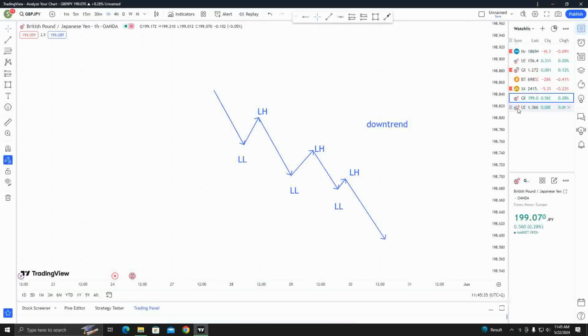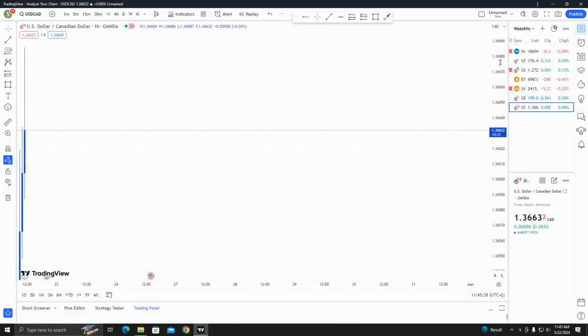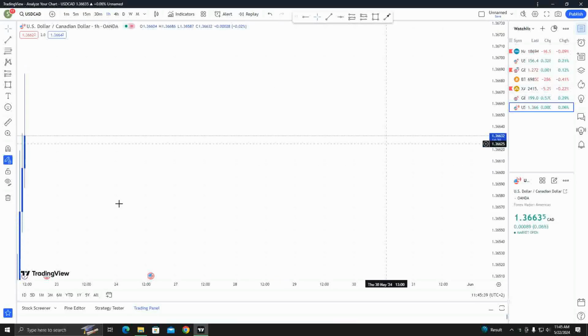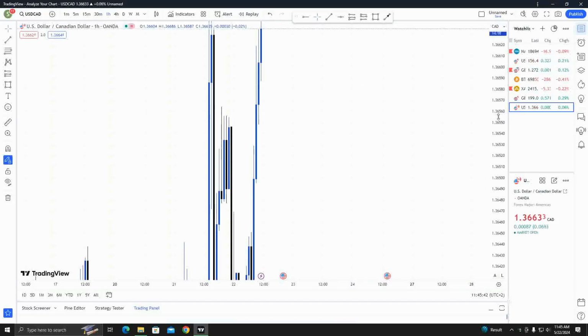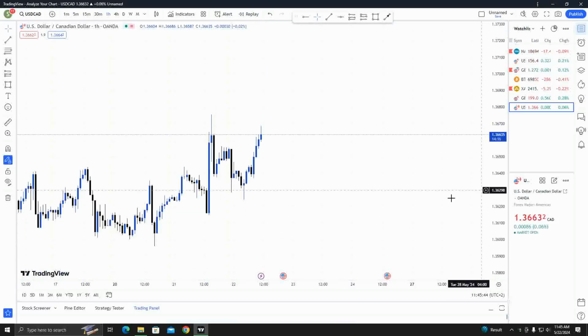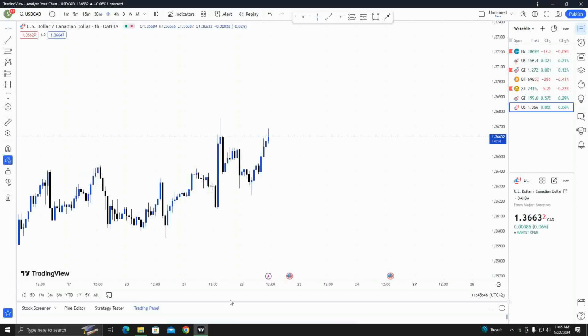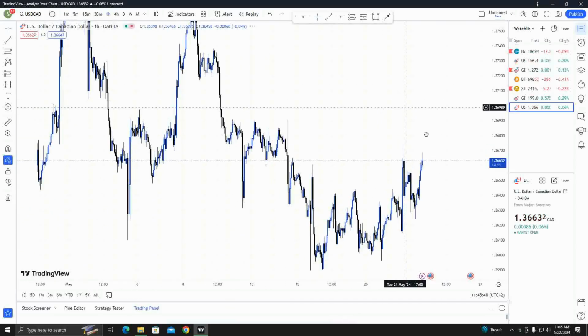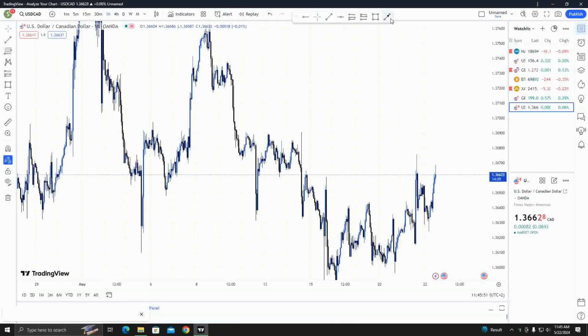I will show you an example in USD CAD again of a downtrend. Here's one here. Here's another example of a downtrend.